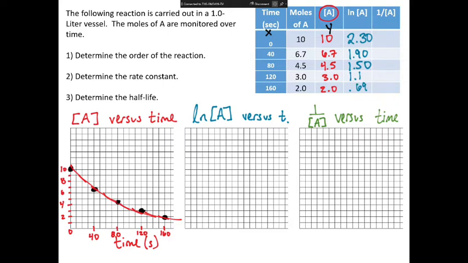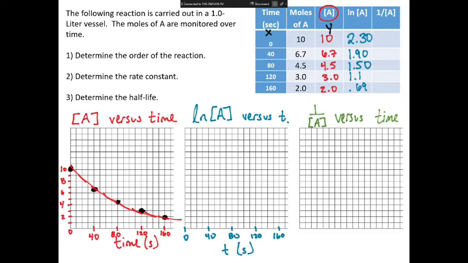All right, so let's plot those again on our graph. Time axis is going to be just the same as it was before, so that makes life easy for us. 0, 40, 80, 120, and 160.